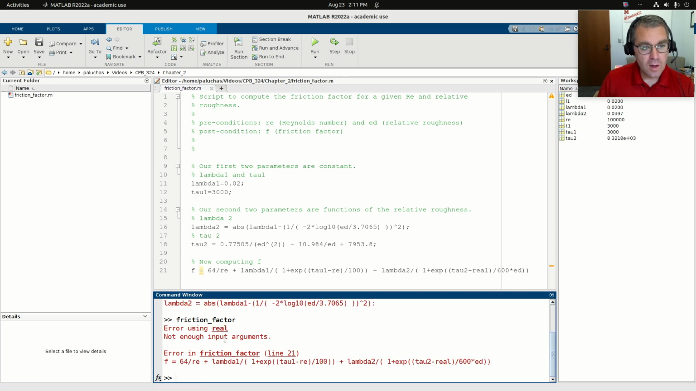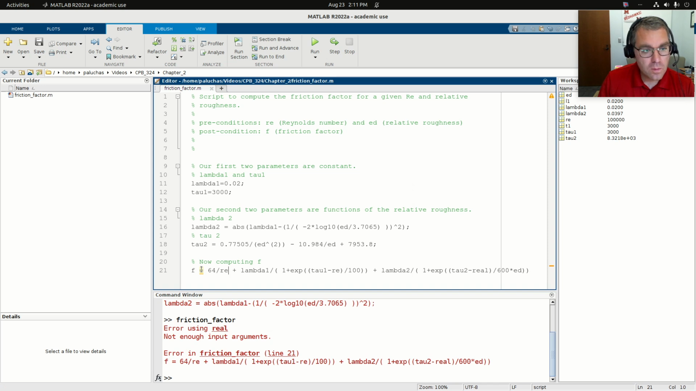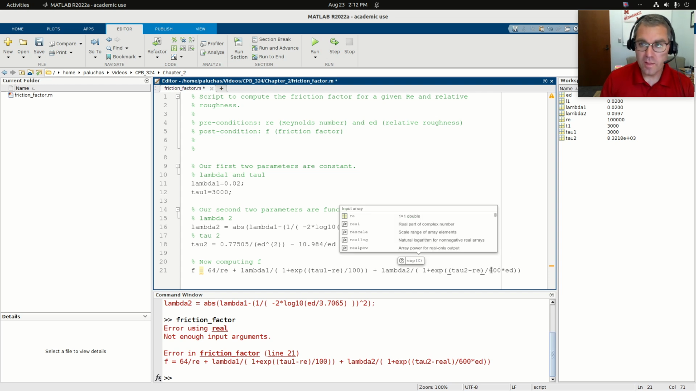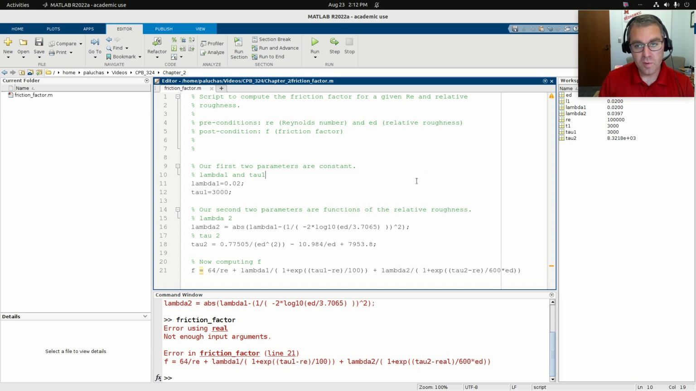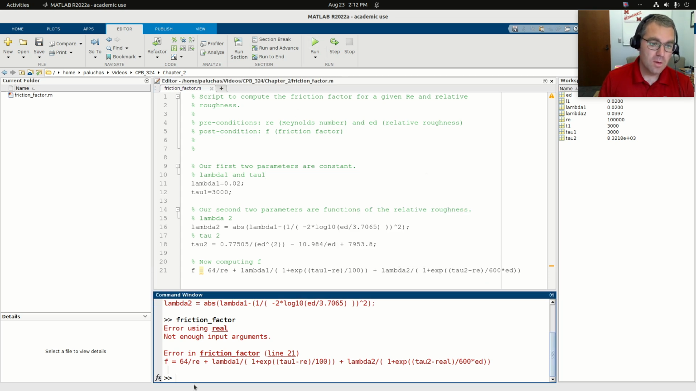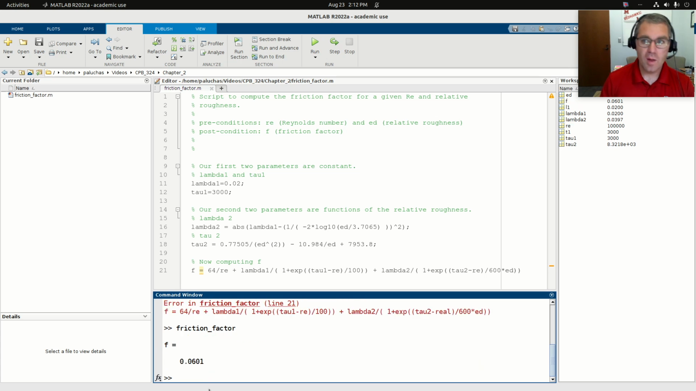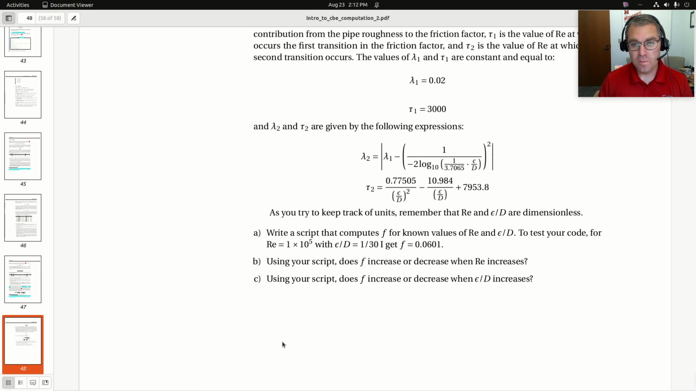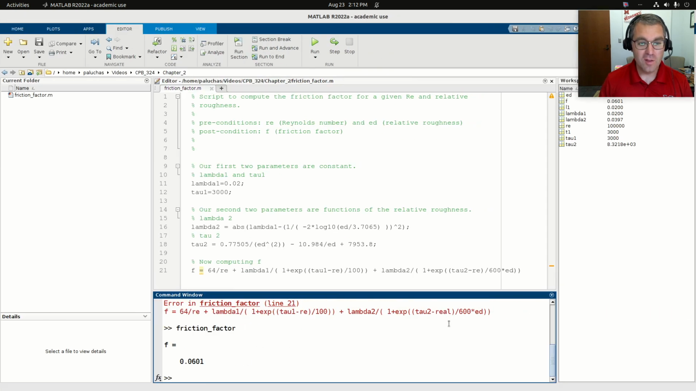Now I have an error using real. Nope, sorry, in line 21. Not enough. My guess is it auto-completed on me. That was supposed to be RE, Reynolds number. So I try again, and I get 0.601, which is exactly the right answer.